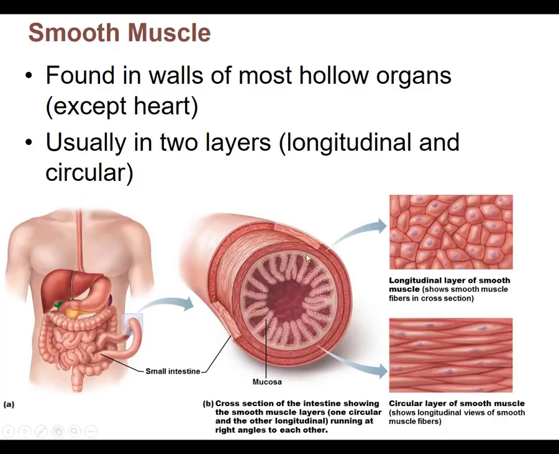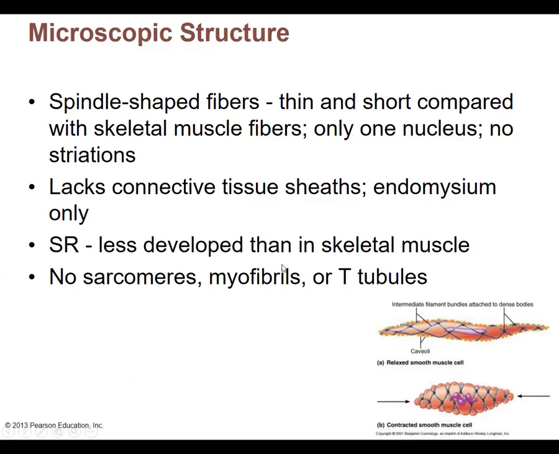Now, there's a longitudinal layer and there's a circular layer. Longitudinal meaning it goes lengthwise, so it would go lengthwise with the actual organ. Circular just means it goes completely around in a circle. Now, these two muscles will work together to help muscle contraction. So we have the two different types of muscles.